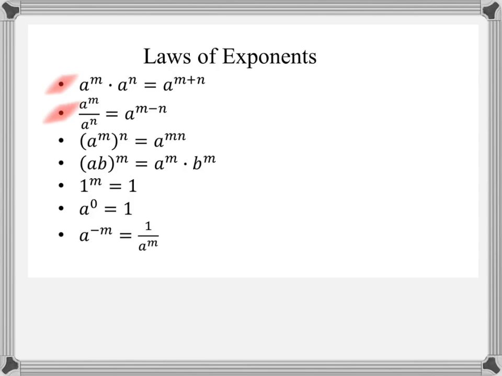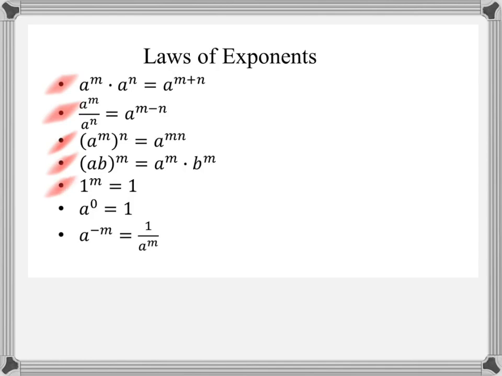The quotient rule: if we divide two terms with the same base, we subtract the exponents. Power rule: if we have a power to a power, we multiply the exponents. A product to a power is equal to each of the elements of the product raised to the power.